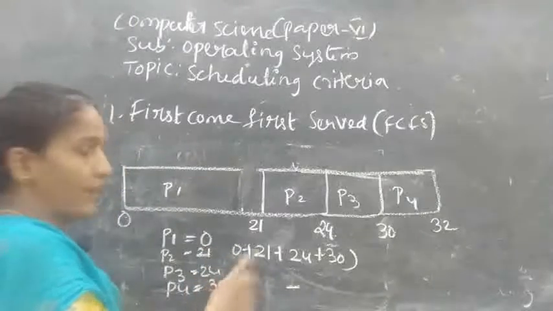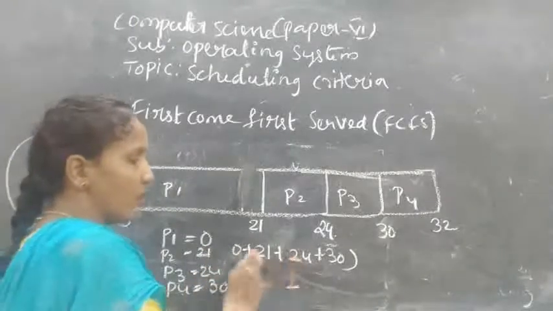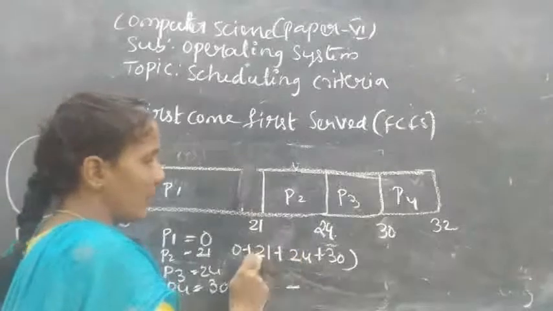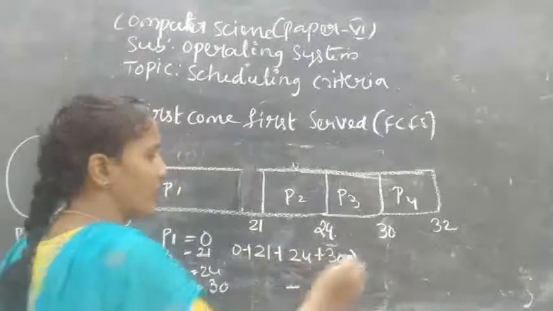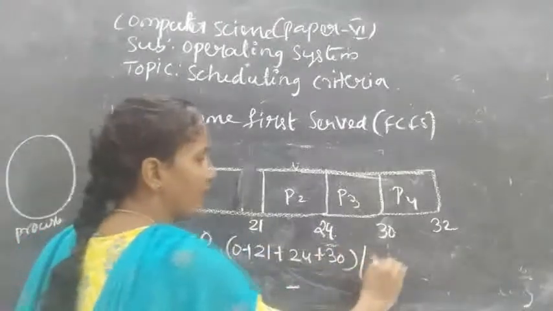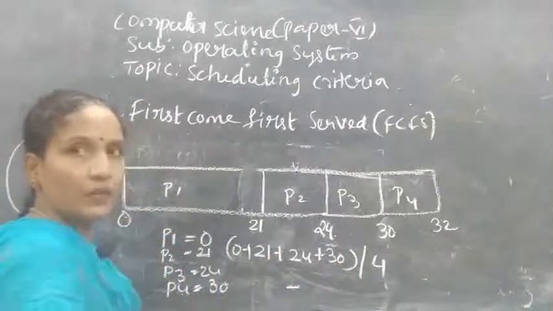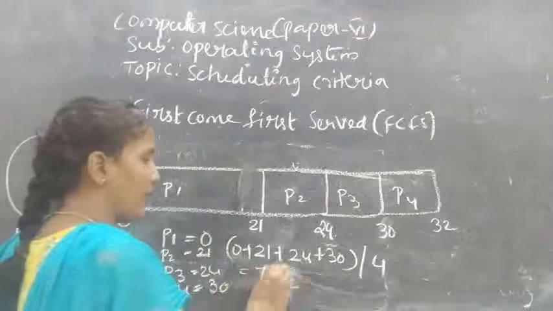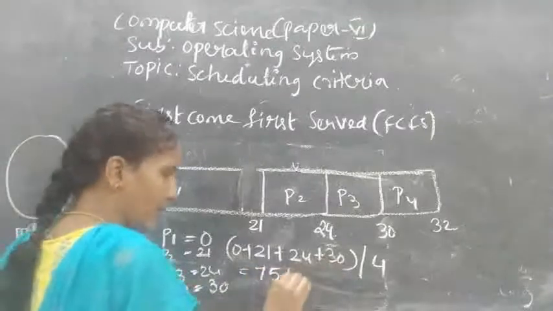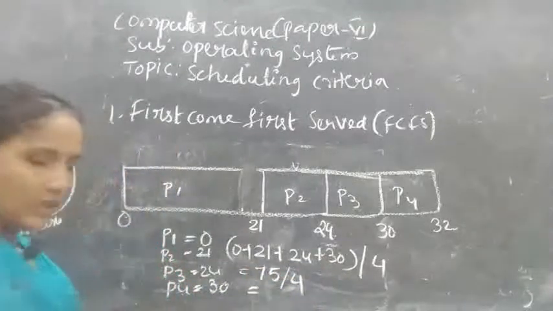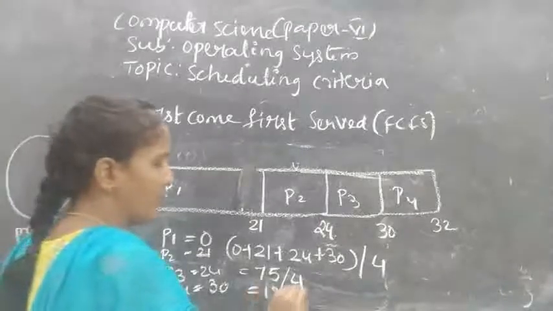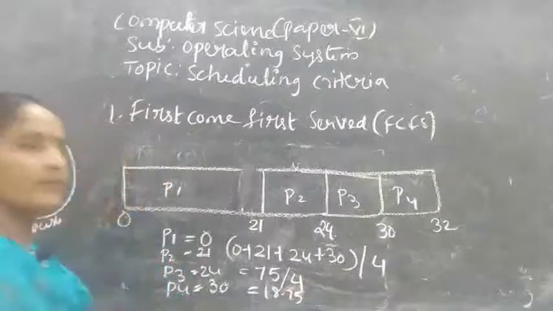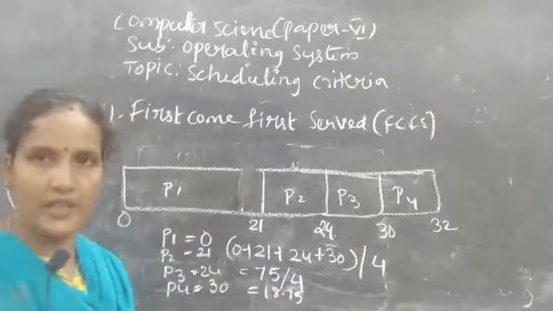This is the average waiting time. So 21 plus 24 is 45. 45 plus 30 equals 75, and divided by 4, because here we have 4 processes. So 75 divided by 4. How much will you get? Sum 18.75. 18.75 is the average waiting time. Clear all?